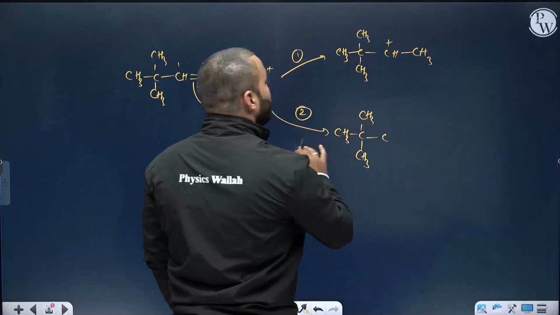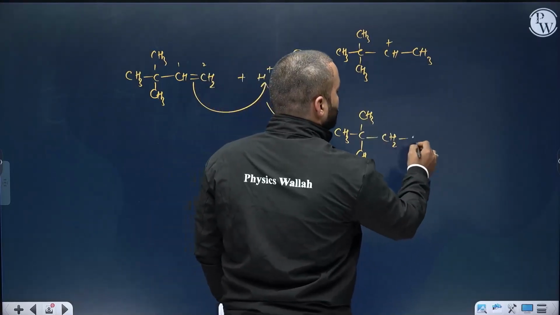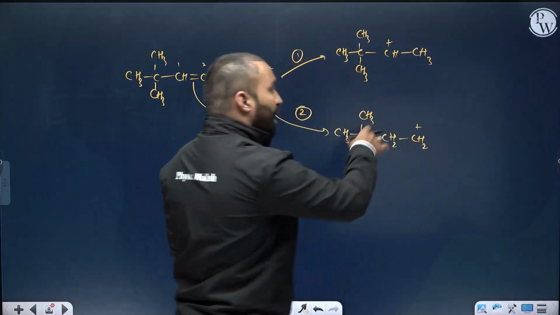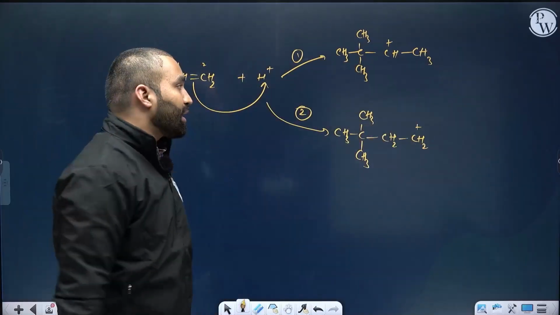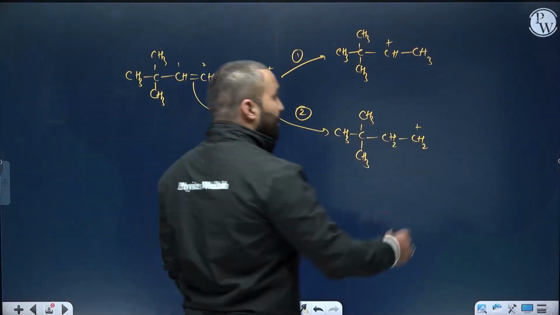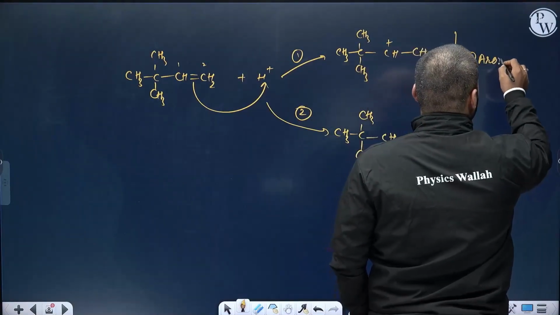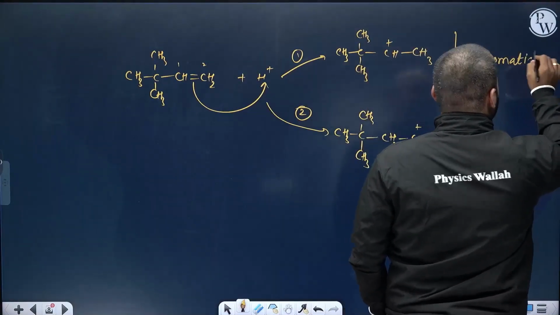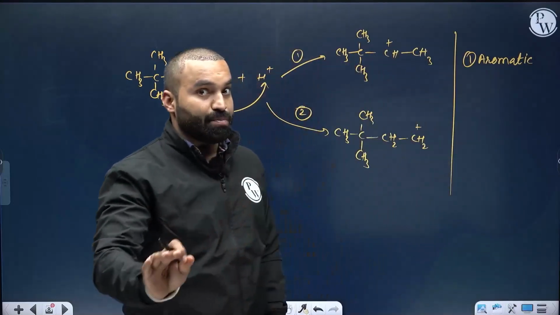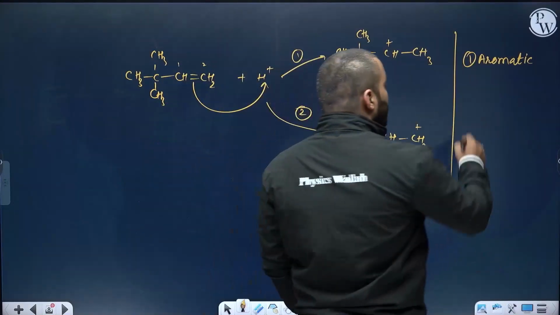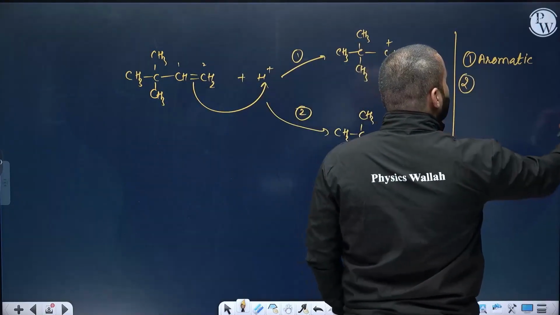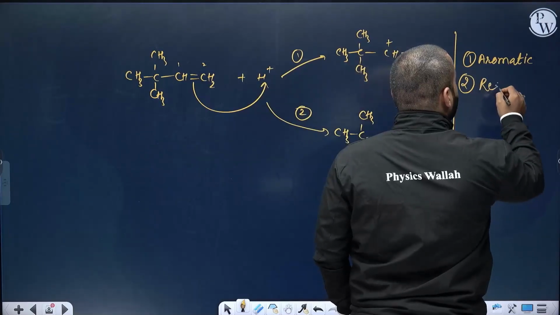Suppose this time carbon number 2 gets a positive charge, so this becomes CH2 and CH2 positive charge. Out of the two, you need to find out which carbocation is more stable. How are you going to do that? Various possibilities. First one, aromatic effect. Aromaticity. If positive charge makes the molecule aromatic, it will be the best molecule ever. Second one, if aromaticity is not there, always check for resonance.